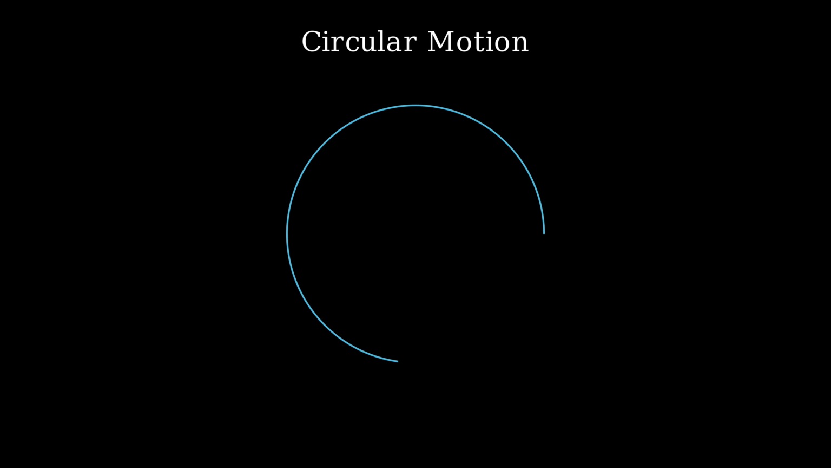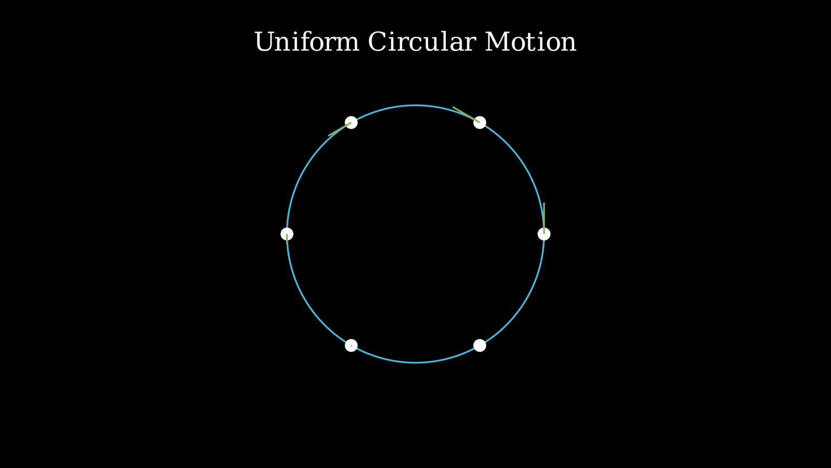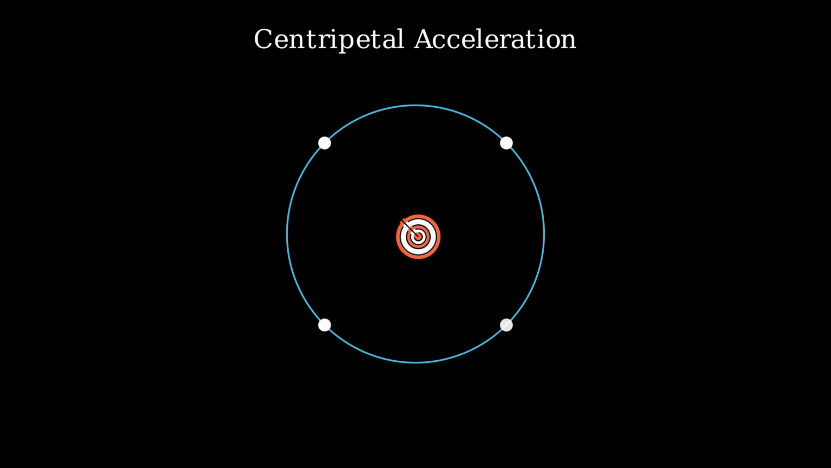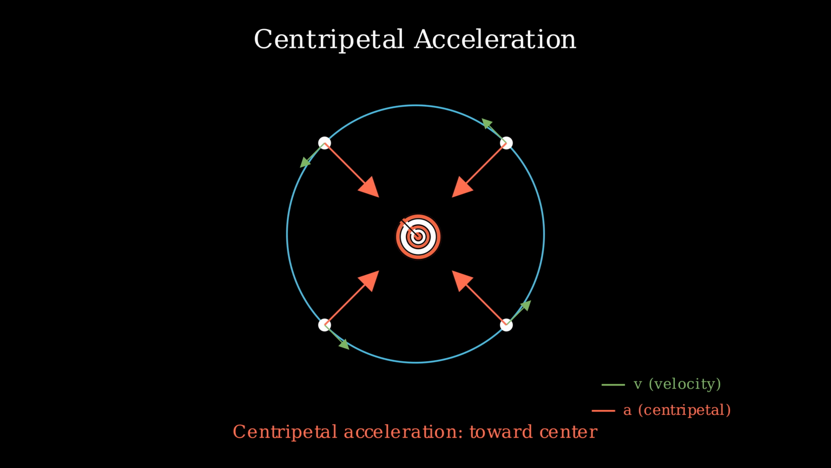So far we have talked about motion in a straight line, but what happens when an object moves in a circle? In uniform circular motion, the speed is constant, but the velocity is not constant because the direction is constantly changing. Since velocity is changing, there must be acceleration. This is called centripetal acceleration, and it points toward the center of the circle.